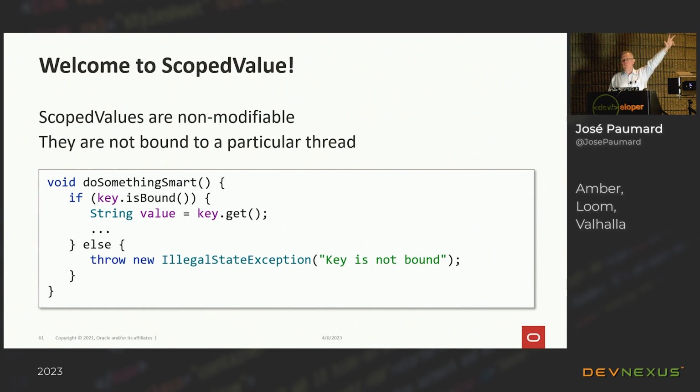So three things for Loom: virtual threads, structured concurrency, scope values. Virtual threads are on track to be a final feature of Java 21. Structured concurrency should still be an incubator API, and same for scope values.